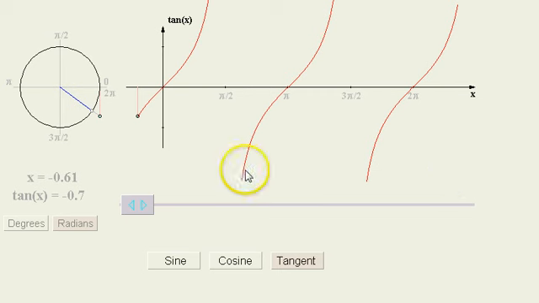asymptote. And so there's this little section of graph where there's a negative slope and then a positive slope, and then we have undefined slope, and then we have negative slope, and then 0 slope, positive slope, undefined. So this is what a tangent graph looks like.